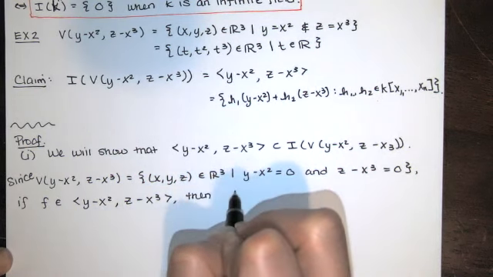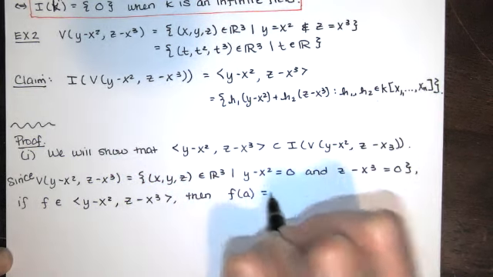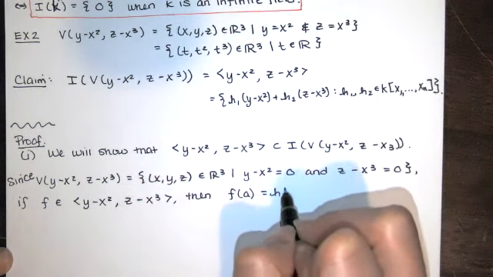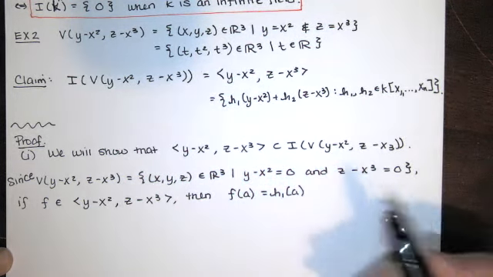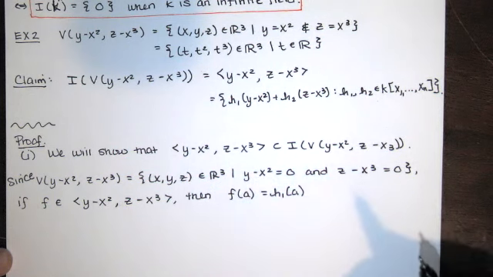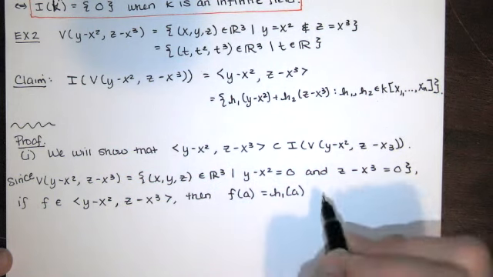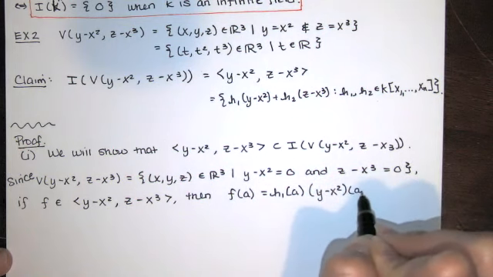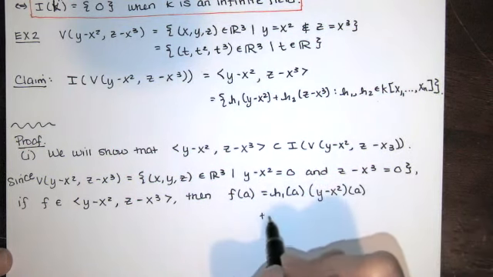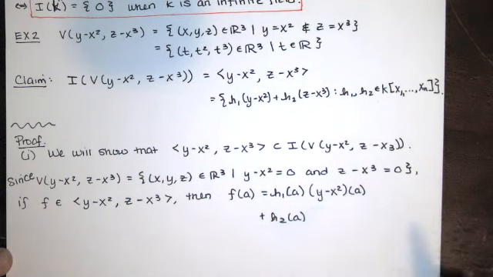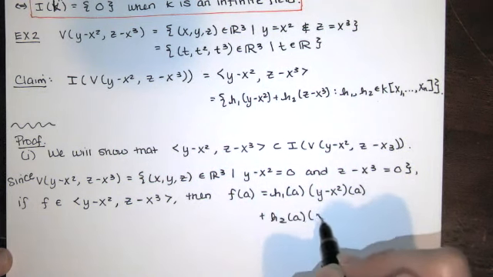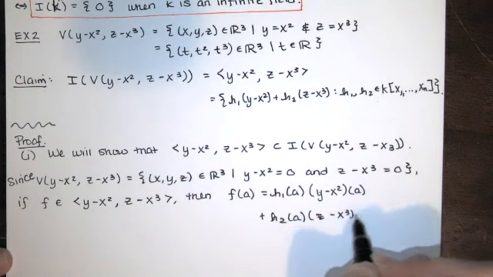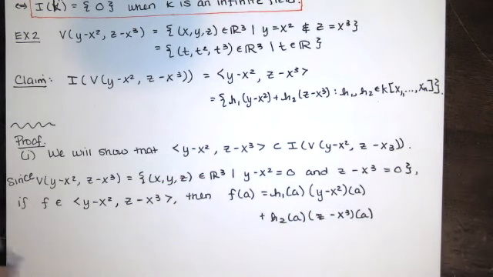then f of a is going to be given by h sub 1 of a times this polynomial y minus x squared evaluated at a. And I'll just write it like that. Plus a second polynomial h sub 2 of a times the second polynomial z minus x cubed evaluated at a. I'll write it like that.